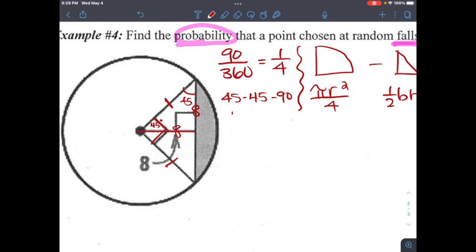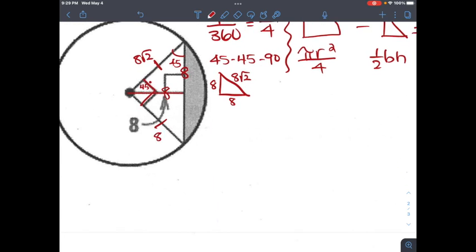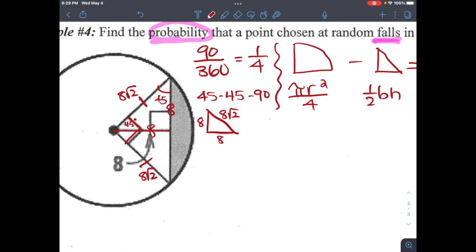And since it's 45, 45, let me draw it out for you. That's 8, 8, that's 8 root 2. And then therefore your height or your side, 8 root 2 right here. And then right here is 8 root 2. And this is going to be 8 root 2. I hope you guys can see that. If you turn the circle around, you might see it a little bit better.